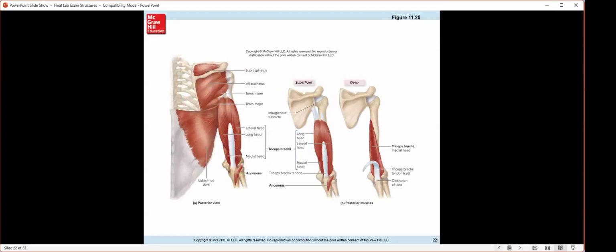If we look at the back, we can see the triceps. You don't have to know the individual heads, but the triceps do have 3 heads. One is deep, the medial head, but that'll be on the back of the arm. You can also see another view of some of those pectoral girdle muscles.